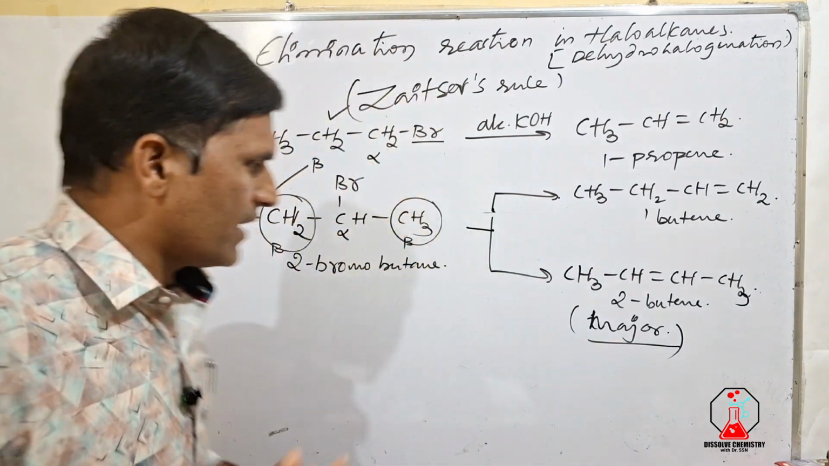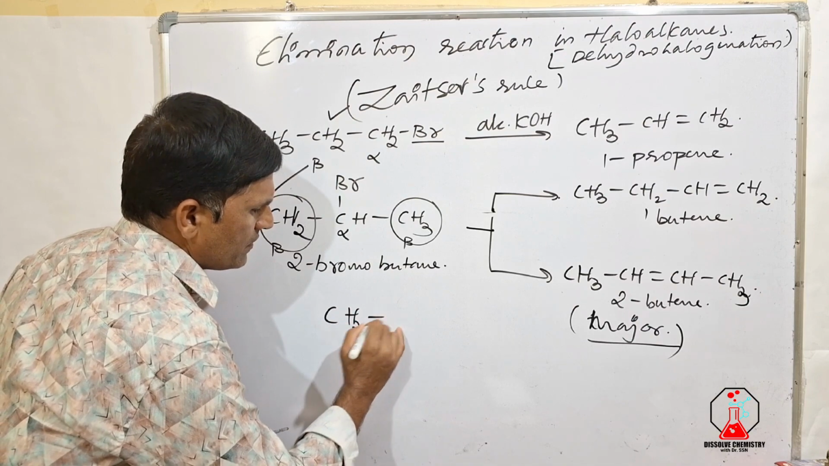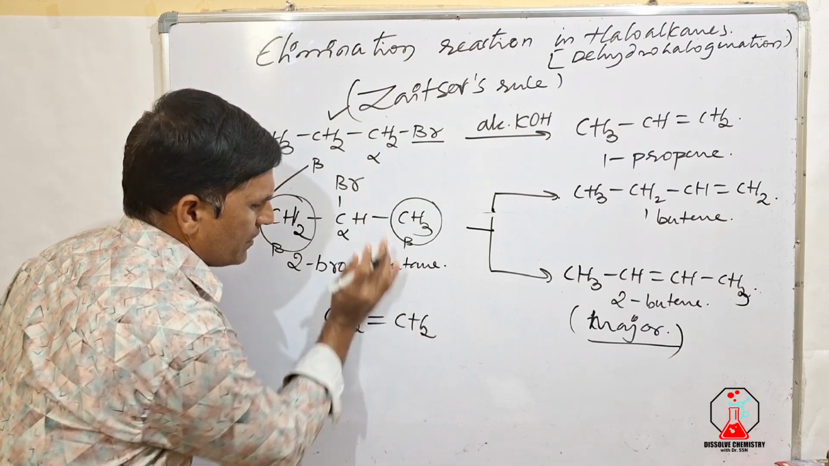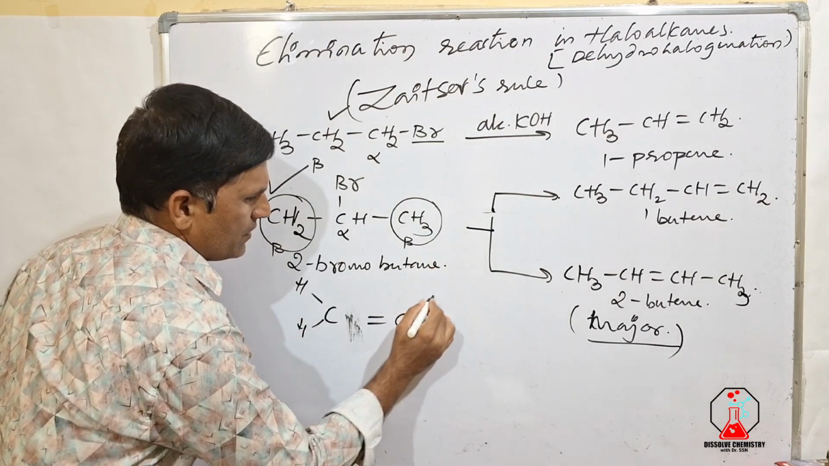Say for example, we will take that one. Now suppose you take, what is this? This is ethene. So we will write like this, CH.